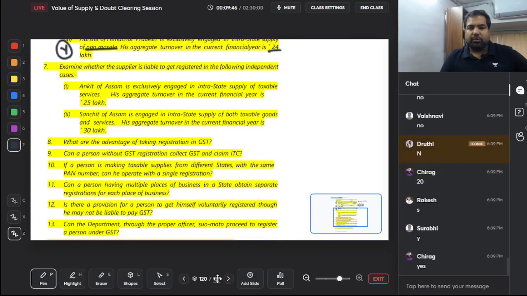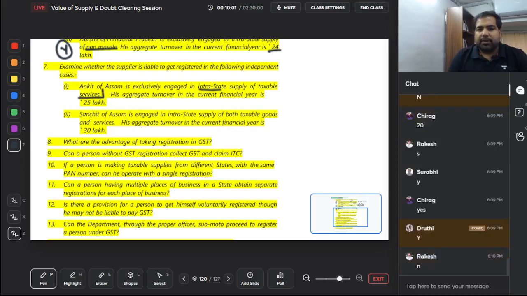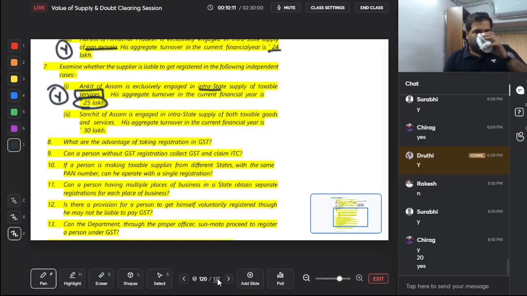Moving ahead to the 7th question, guys. Read and answer the first part. Guys, intrastate but services. So 40 will not apply. He is not in a special category state, so 10 will not apply. So 20, and he is at 25. So will he have to register? Yes. Next, please read.